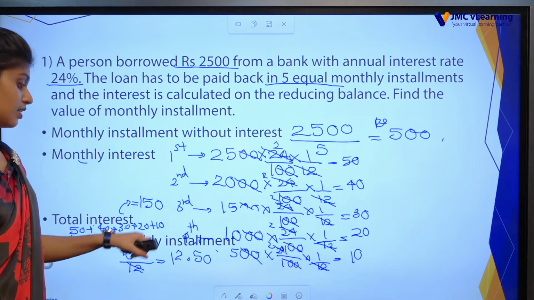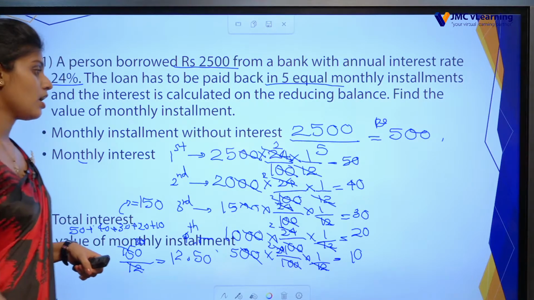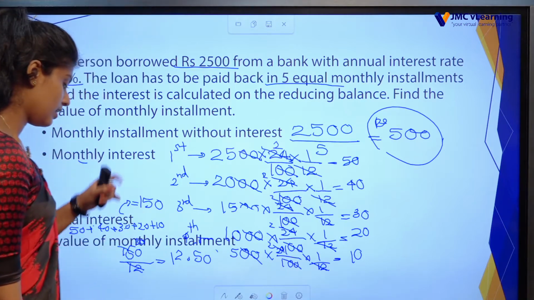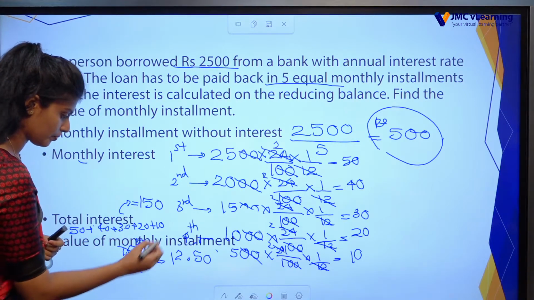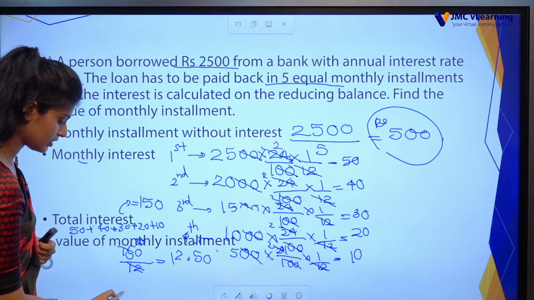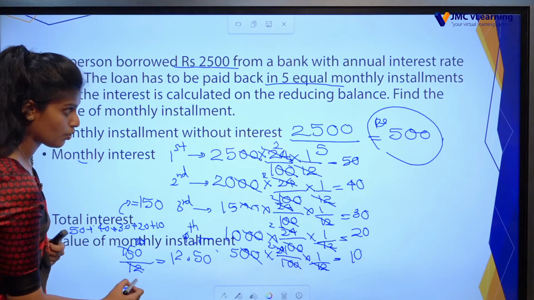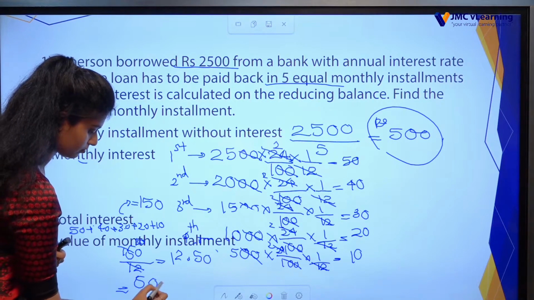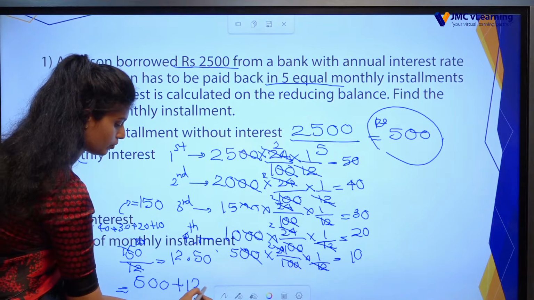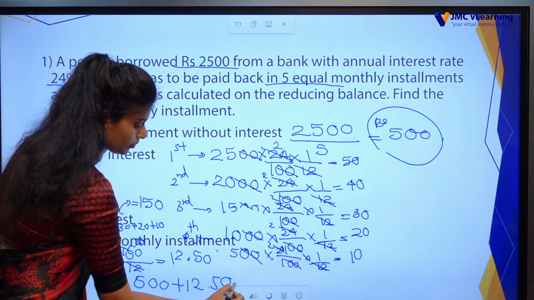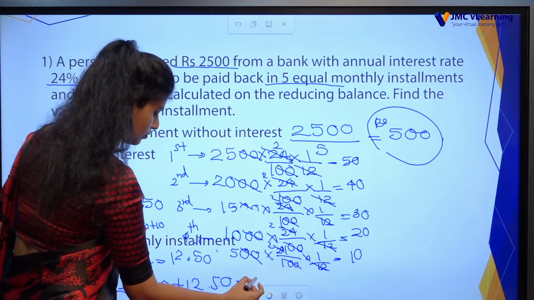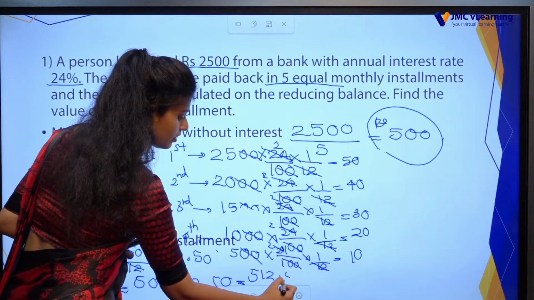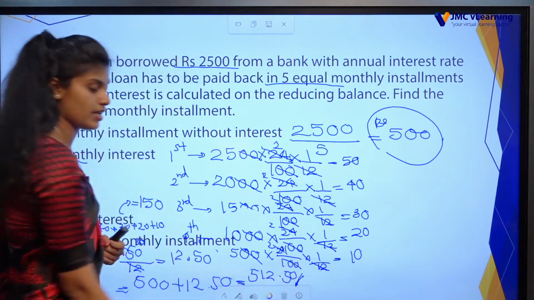They are asking the monthly installment. Without the interest, it is 500 rupees. Then you have to add this both. The monthly installment is equal to 500 add 12 rupees and 50 cents is equal to 512 rupees and 50 cents.